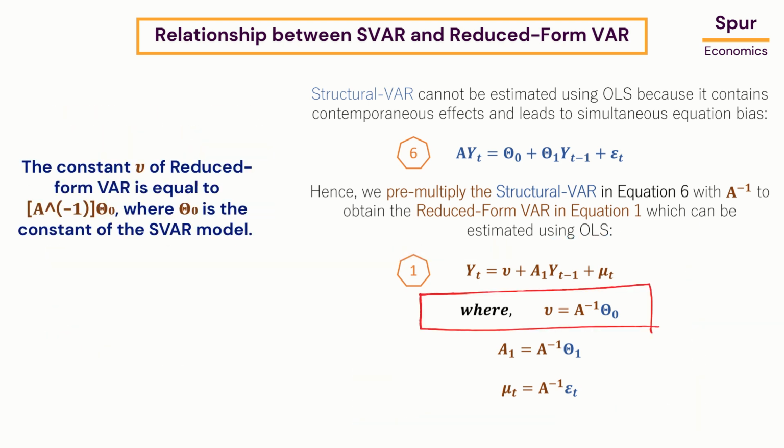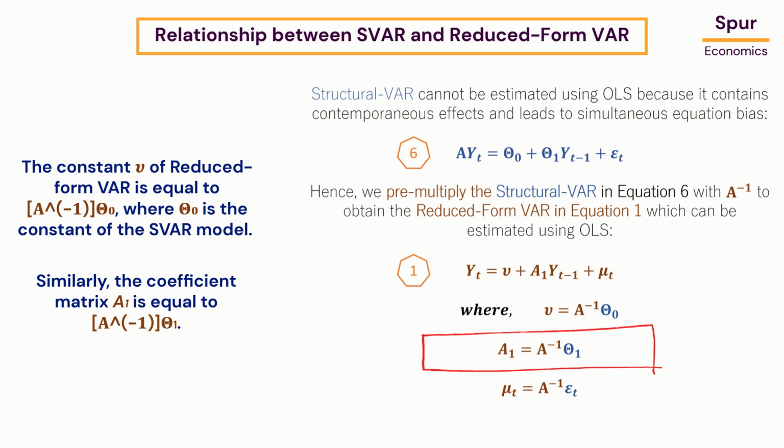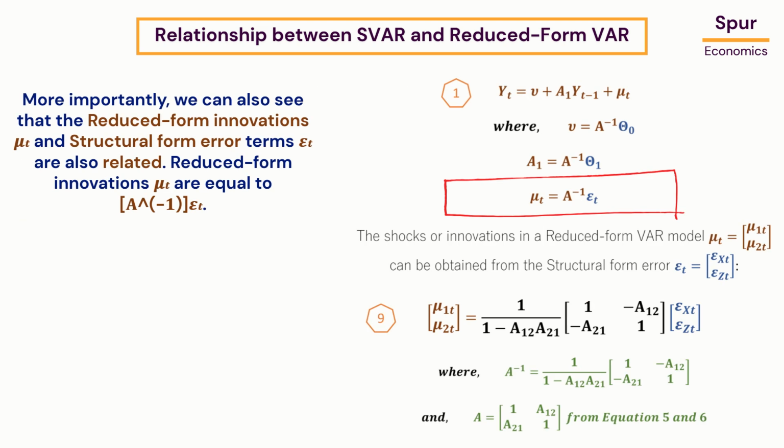The constant of the reduced form VAR is equal to A inverse multiplied by theta 0, where theta 0 is the constant of the SVAR model. Similarly, the coefficient matrix A1 is equal to A inverse multiplied by theta 1. More importantly, we can also see that the reduced form innovations and structural form error terms are also related. Reduced form innovations mu-t are equal to A inverse multiplied by structural form errors epsilon t.